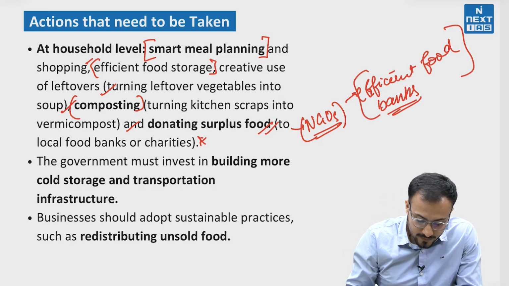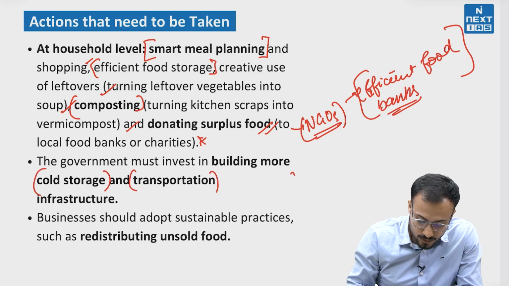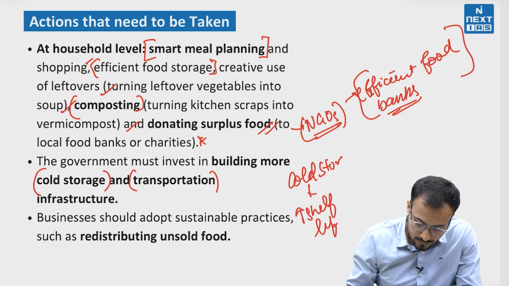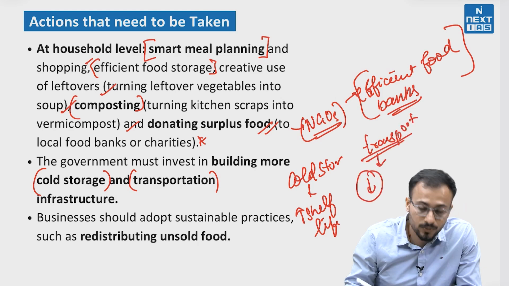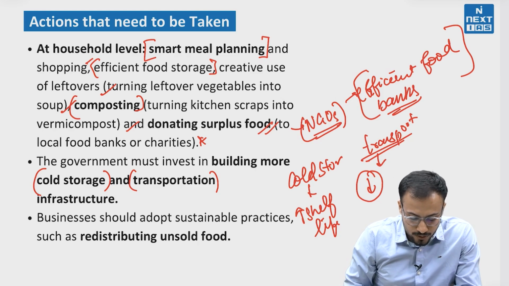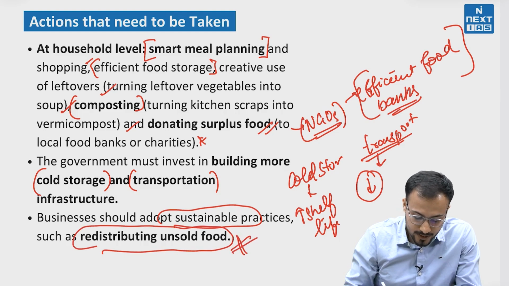The government must invest in building more cold storage and transportation infrastructure. Cold storage will increase the shelf life. Transportation will reduce wastage as the time consumed in reaching the consumers would reduce. Then businesses should adopt sustainable practices such as redistributing unsold food. This is also a good example that can be used in GS paper 4, ethics.